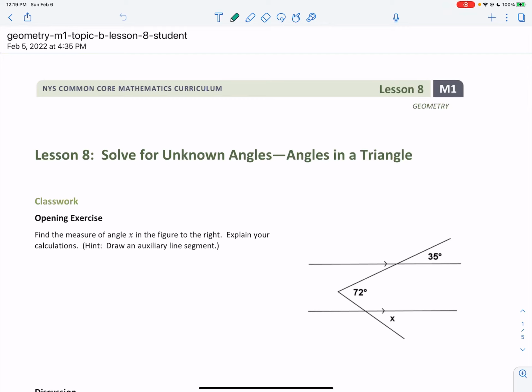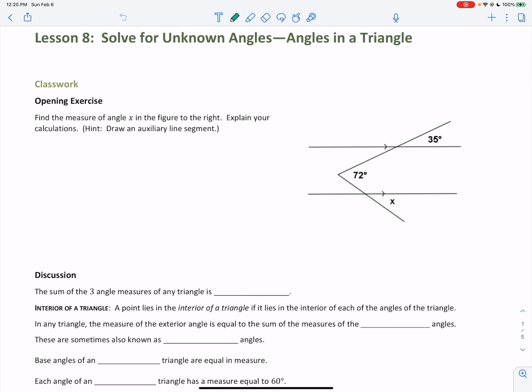Okay, everybody. So these are going to be solving for unknown angles, but we're going to use angles in a triangle and stuff. So this first one, it's back to our transversals. So let's look at this. We're going to find the measure of angle x in the figure to the right.